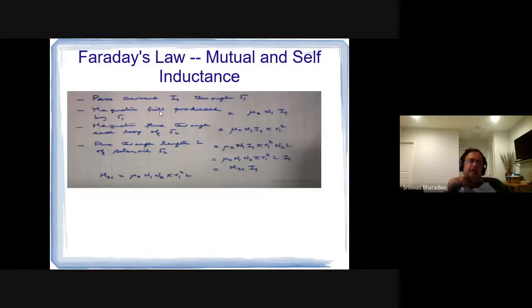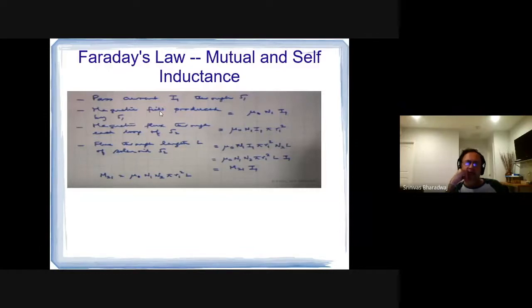They do try to improve a transformer. They do try to improve the generator. You always want to generate as much power as you want, right? And therefore, they pass the current I1 through S1.